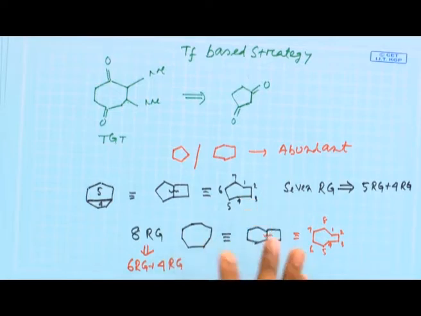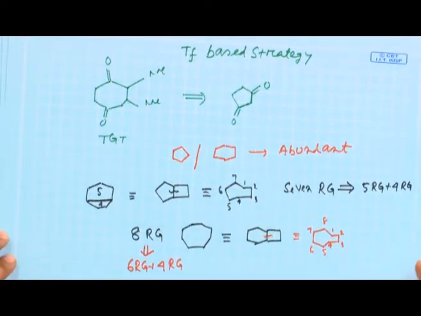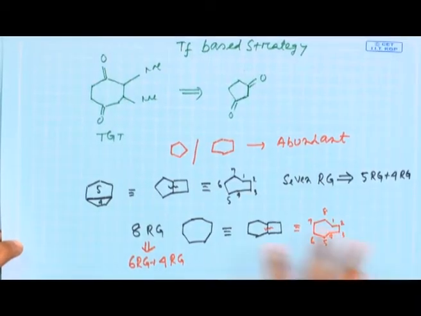Now, it is very easy to pen down such a retro, but if such a transformation is known to you, then you can think about it. And as I said, 8 member rings, 7 member rings are not abundant in nature. You might have difficulties finding commercially available starting materials. Now, our target is a 7 member ring. So, based on our target, we will figure out the retro.